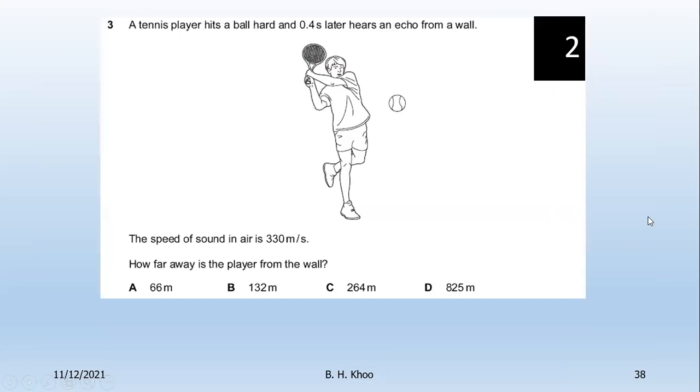Right? It's also an A-level question to refresh your memory. A tennis player hits the ball hard, and 0.4 seconds later hears the echo. He hits to make the sound, so the sound travels from him to the wall and then comes back to him. So the distance from him to the wall is the same. The speed of the sound is 330 meters per second. How far is the player from the wall?